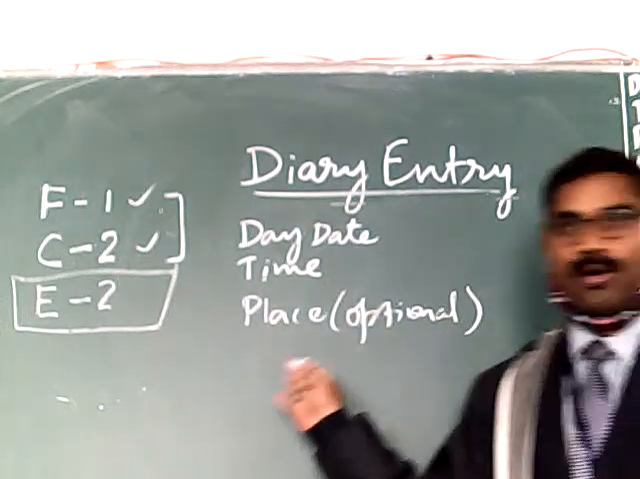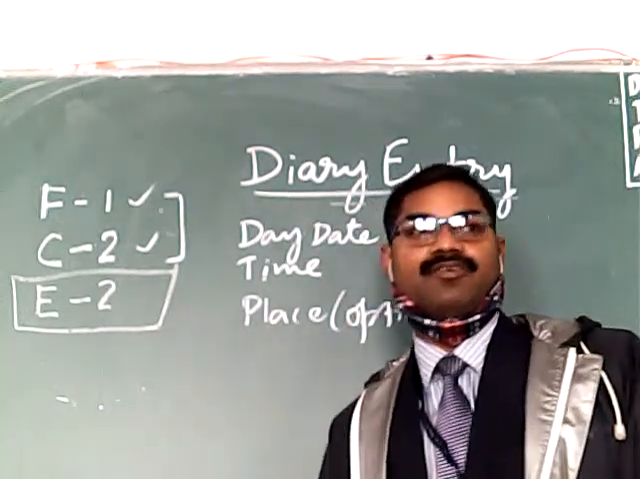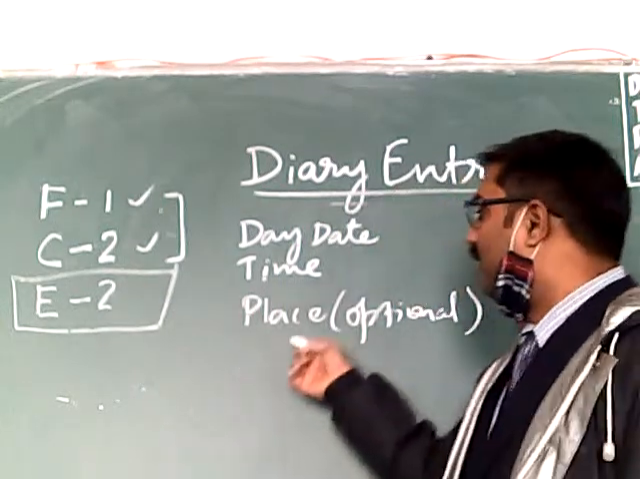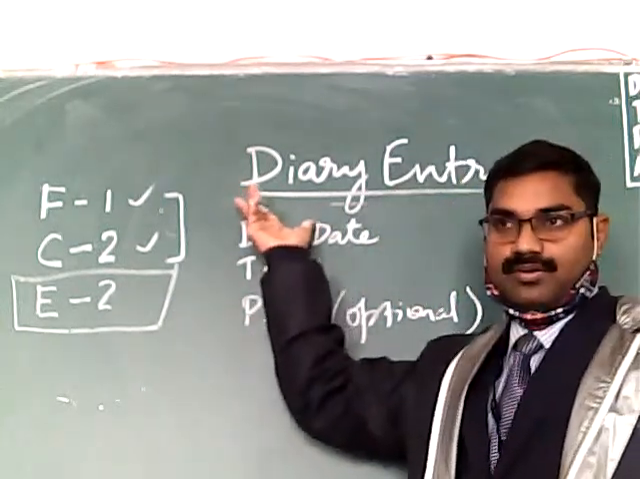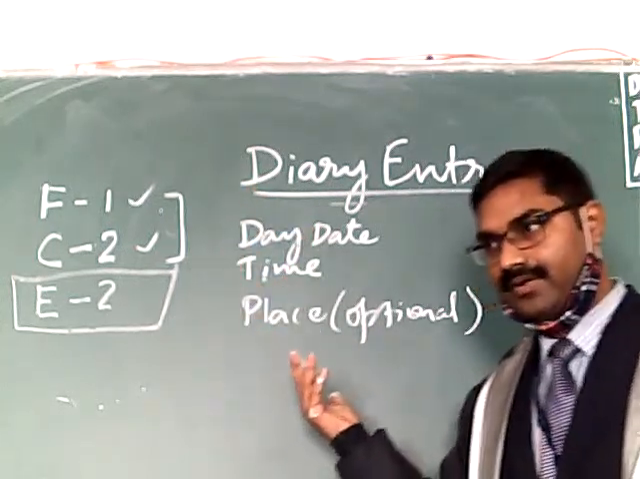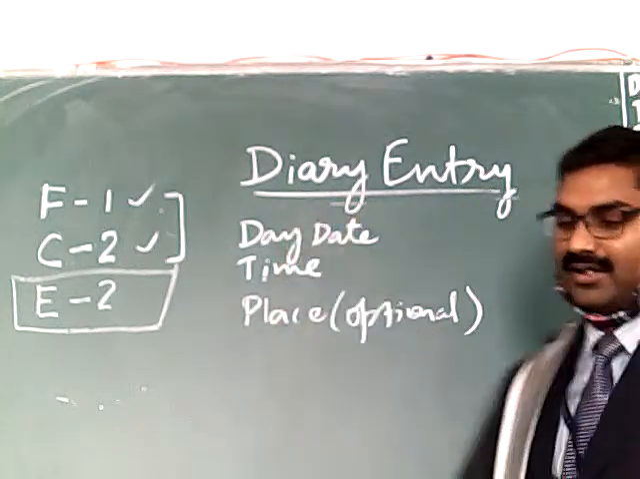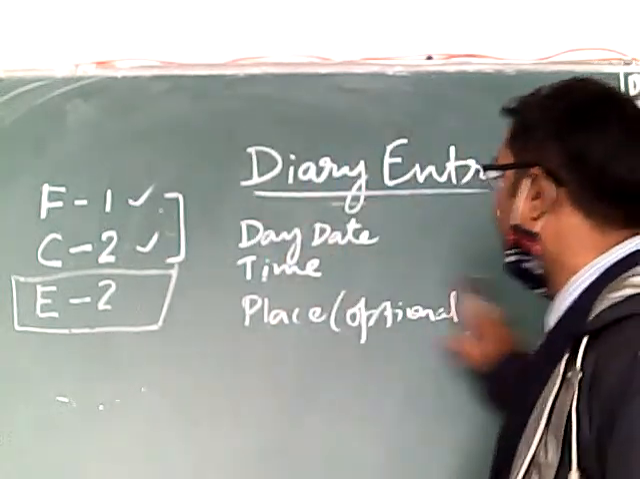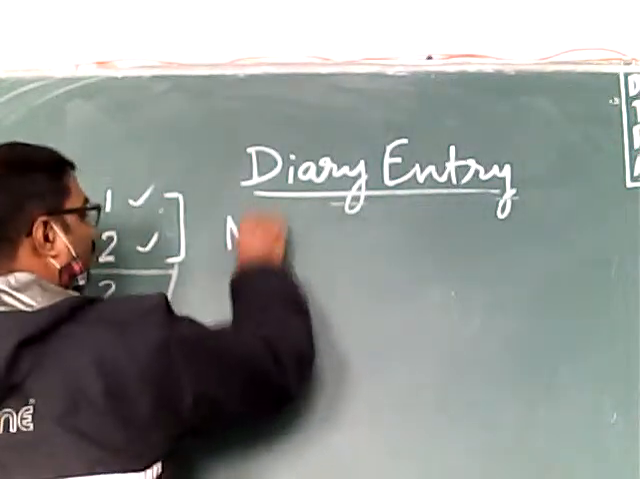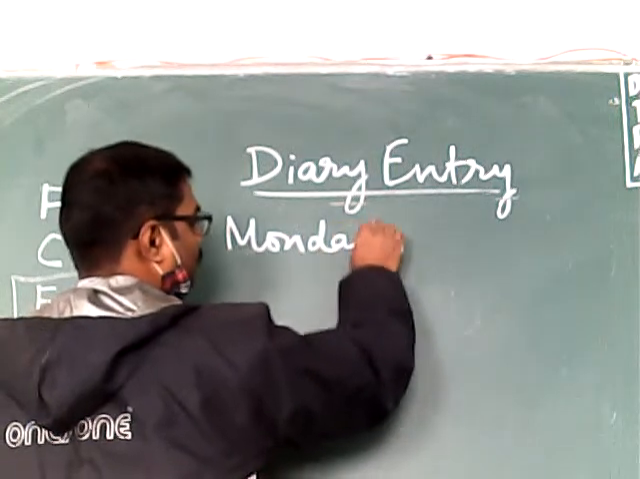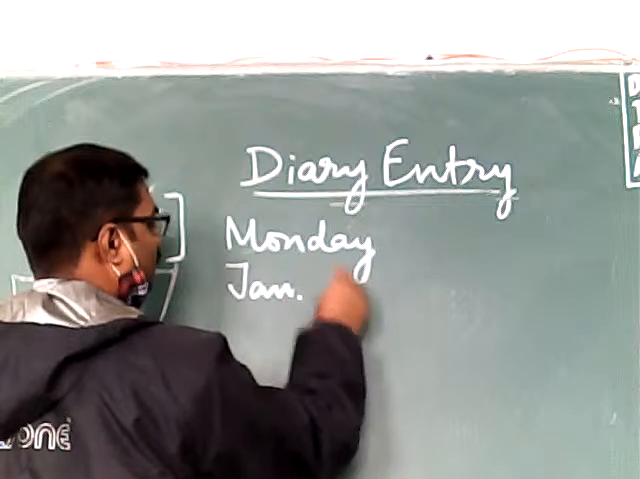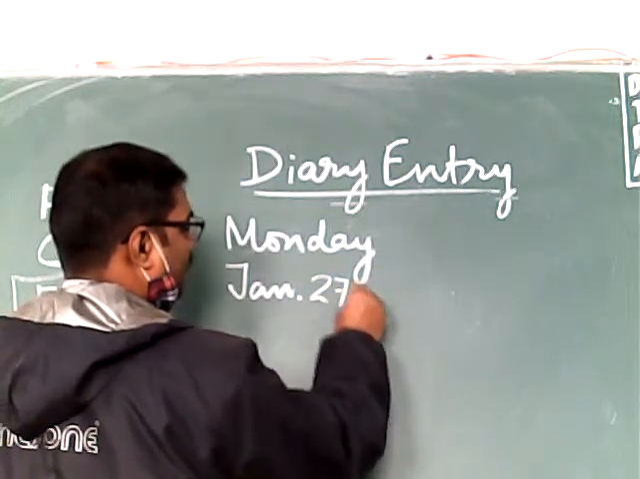In some of the help books, other books, or online, if you try to see the different patterns, you will see that the place is written on the top, and then the day, date, and time. So this is also a fashion. But here I would suggest you to write in this way. For example, Monday, 10 Jan, 27.